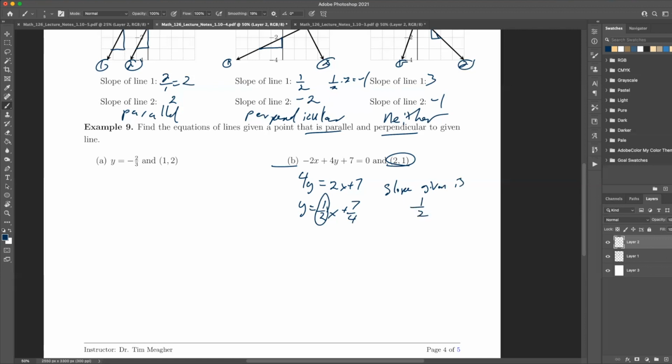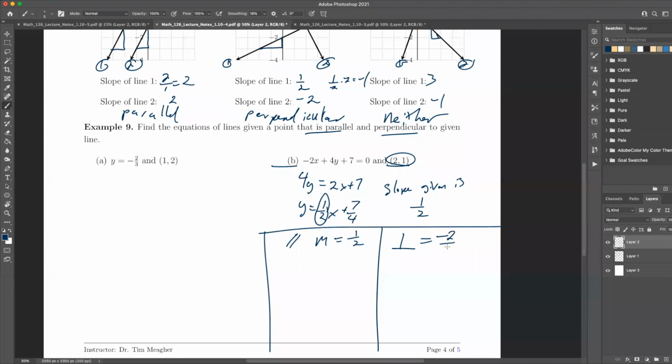Therefore, if we want to find the parallel and the perpendicular, we'll box that off. M here needs to be the same for the parallel line. M here for the perpendicular line will be the opposite reciprocal. So here we're going to take this, and it will be -2/1.